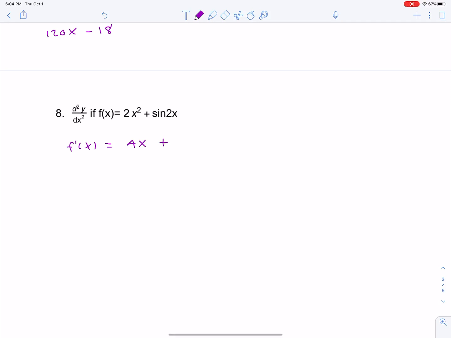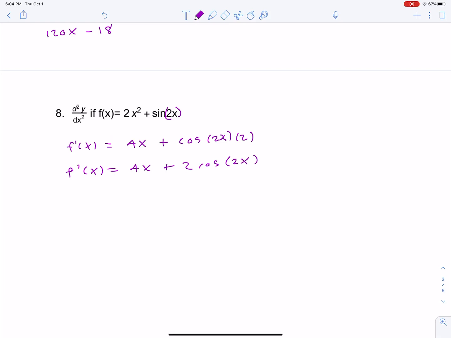plus, now be careful, right? This is a sine of 2x, so this is a composite function. So it becomes the cosine of 2x times the derivative of 2x, which is 2. I'm going to clean this up just a little bit. So I get 4x plus 2 cosine of 2x.